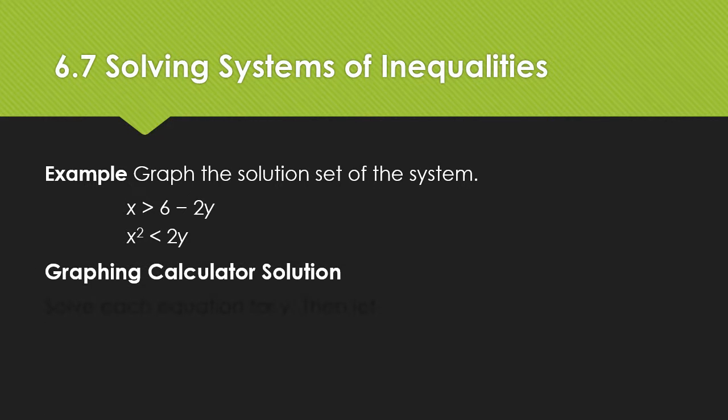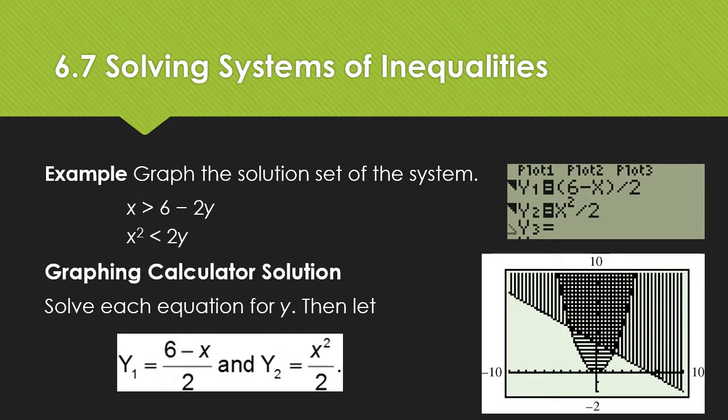You can do these on your graphing calculator. You do need to solve for y if you're going to do that. So we have y1 is 6 minus x over 2, and y2 is x squared over 2. On your calculator, when you put these into y1 and y2, if you move the cursor all the way over to the left of the y1 and y2, you can hit enter and change the symbols there. The symbols that you see here on the screenshot indicate that you want the graph shaded above the line or above the curve, and that's what happens on your graph.